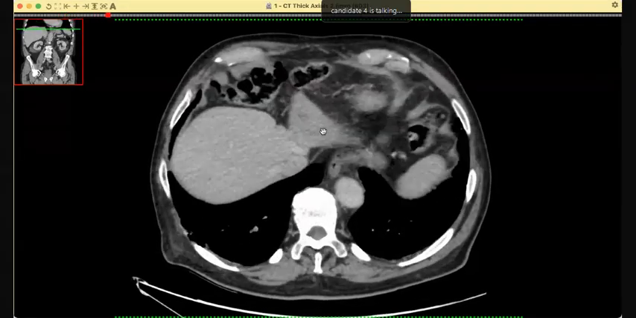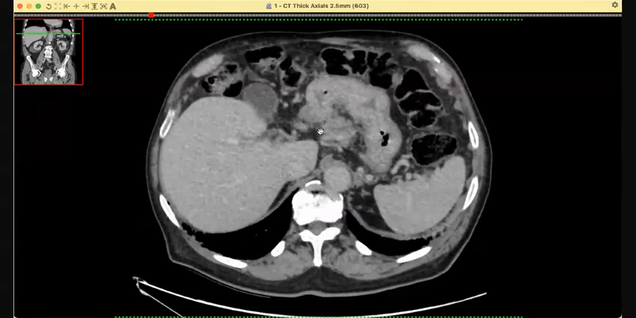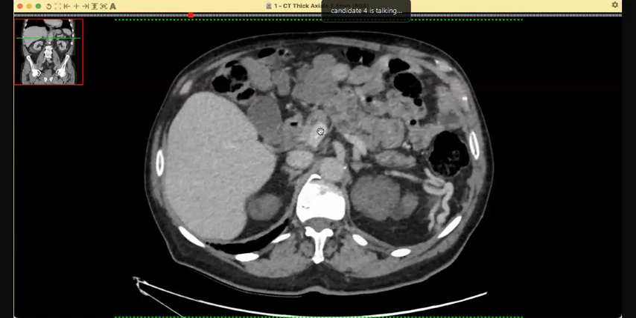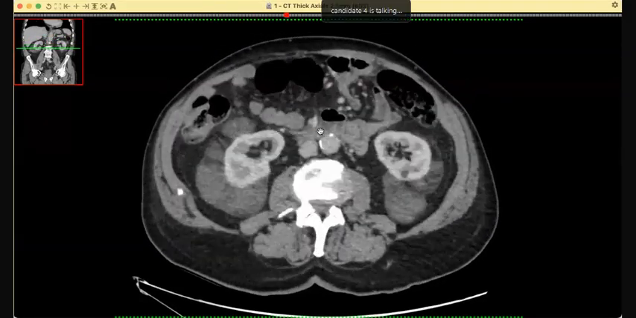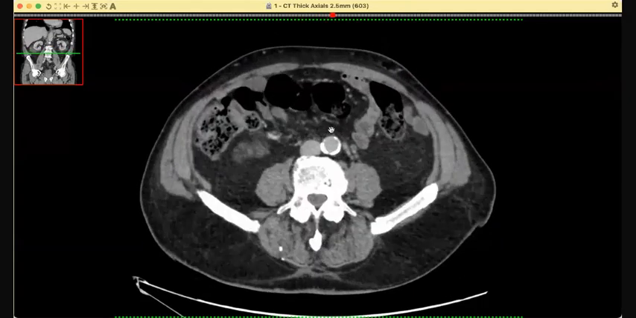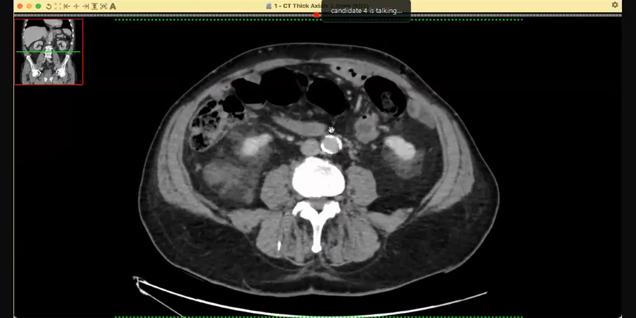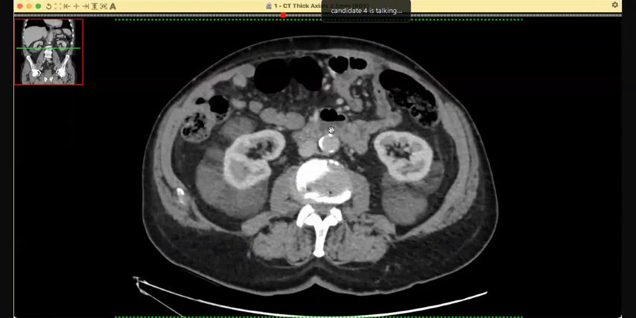So I'm trying to assess what these lesions are. Okay. I'm trying to trace the renal vessels.